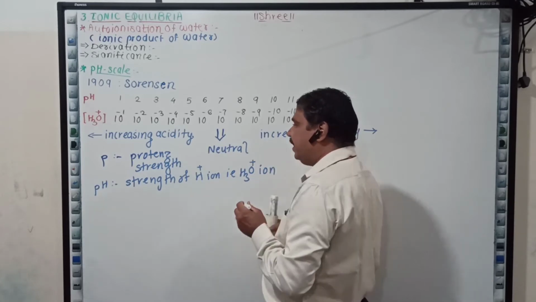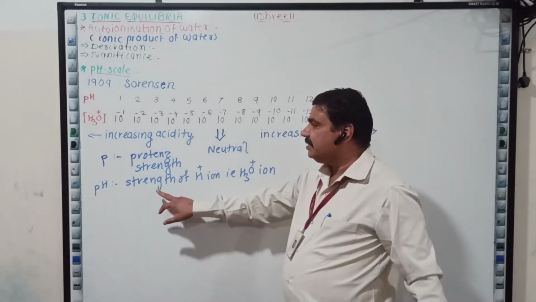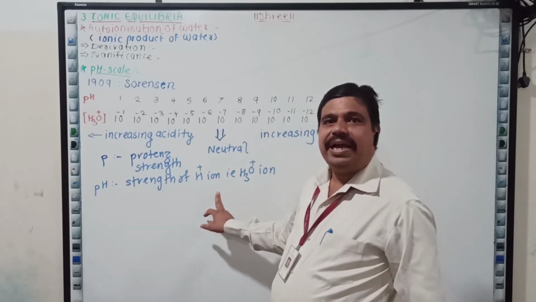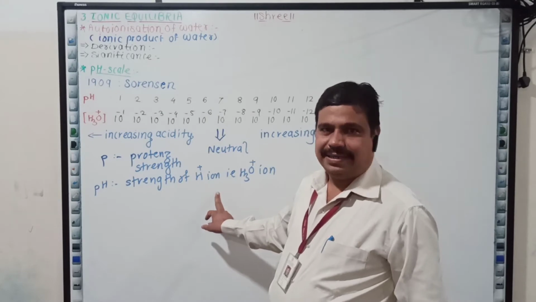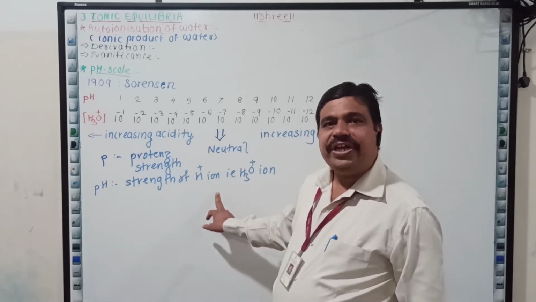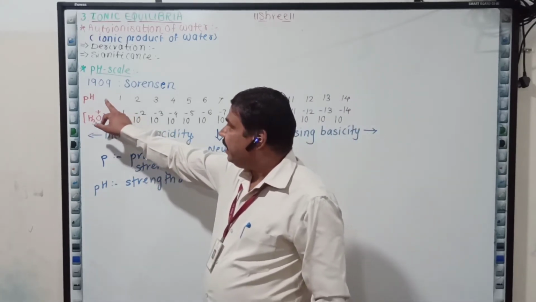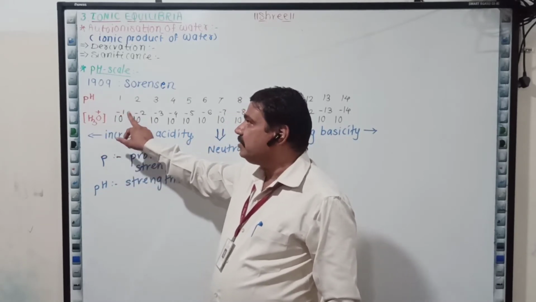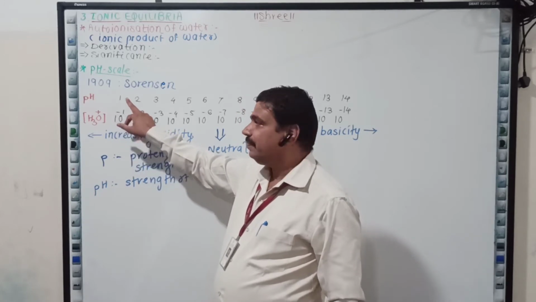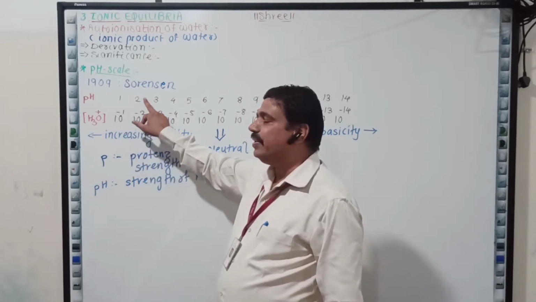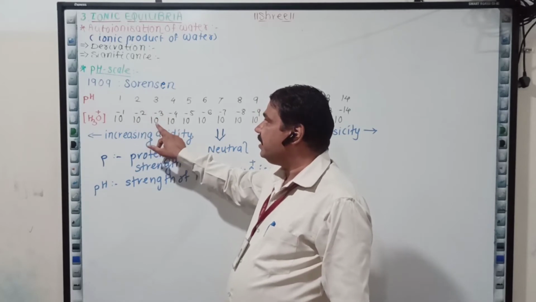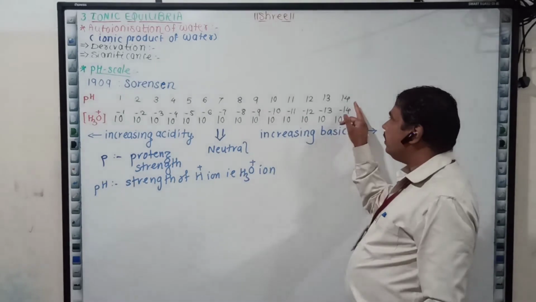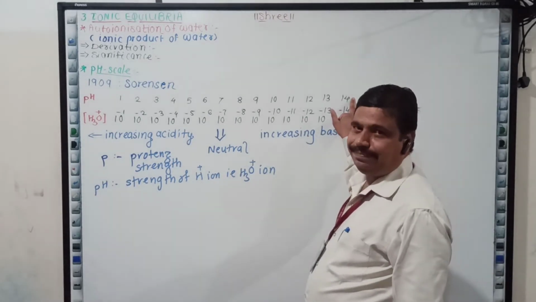That means pH stand for strength of H plus ion, that means H3O plus ions. Okay. Now dear friends, when concentration of H3O plus is 10 raised to minus 1, its pH is 1. 10 raised to minus 2, its pH is 2. 10 raised to minus 3, its pH is 3. Like this, 10 raised to minus 14, its pH is 14.